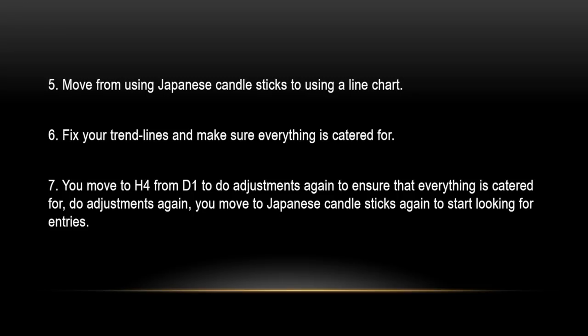Number seven, you move to H4 from D1. Remember you were on D1, now you move to H4 to do adjustments again and to ensure that everything is catered for. You do these adjustments and then you move to Japanese candlesticks again to start looking for entries. When you are on step number 7 on 4 hours, that's where you start looking for entries.